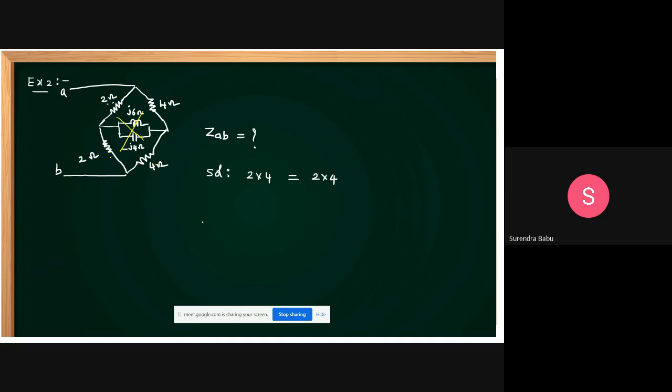There's 2 plus 2. Since the bridge is balanced, you want to find the ZAB. These two come in series, these two come in series. The total combination, what is the ZAB, you tell me. 2 plus 2 in parallel with 4 plus 4. Then this is 4 in parallel with 8. How much ZAB can you get, students? Quick.